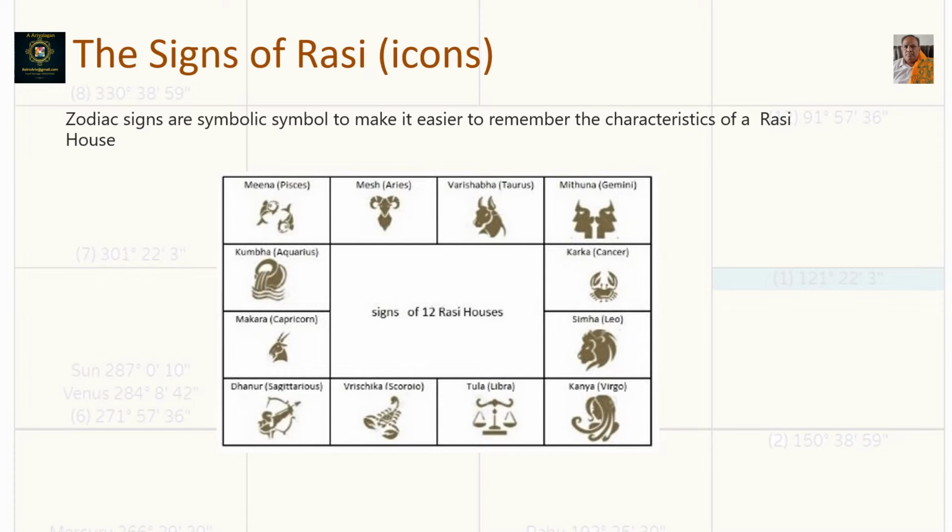Then you have the cow or bull, and then the twins. Then we have the crab, then the lion, and the virgin girl. Then we have the balance, then the scorpion. Then we have the human body, and the bow and arrow. And then Capricorn is a single-headed goat. Then we have the pot with water for Kumbha Rasi, and for Meena Rasi, the two fishes.